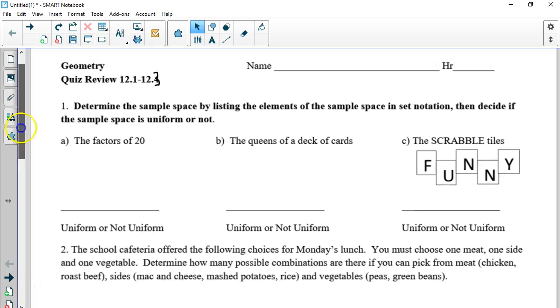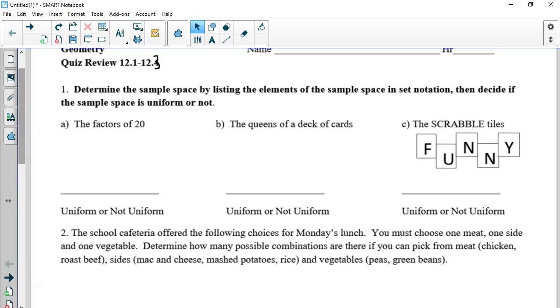Okay, so the sample space. Some people I know have had trouble with the term sample space. All it means is, what are the possibilities? You know, when you roll a die, 1, 2, 3, 4, 5, 6. If you roll 2 dice, 1 through 12. That's it. It's just, what are the possibilities?